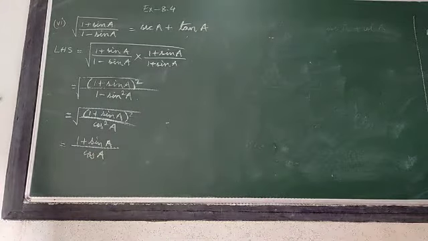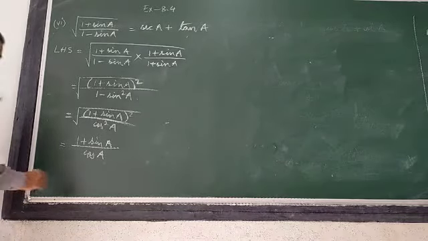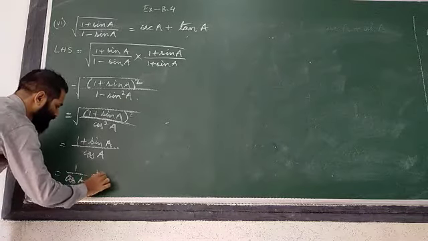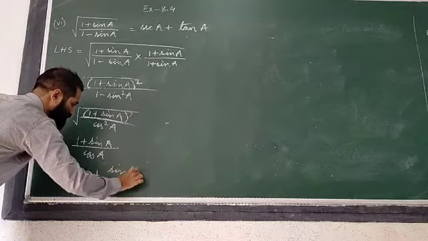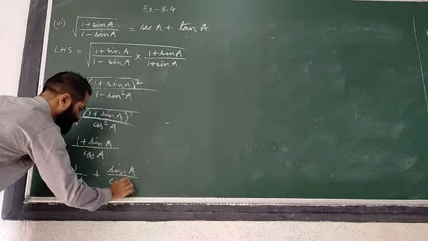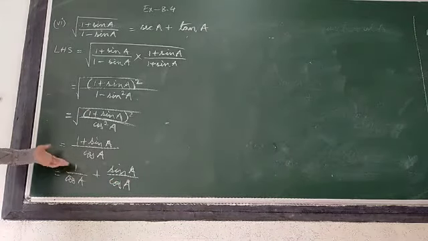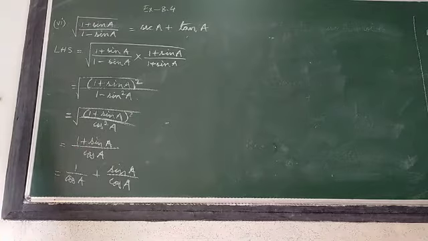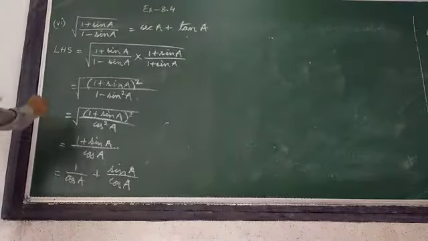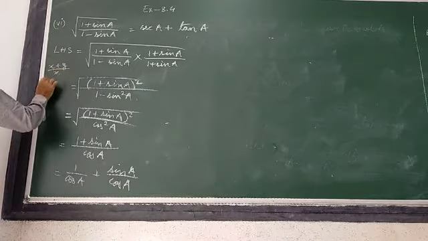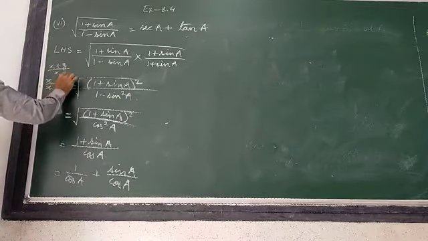Now your result is something different. You are having sec and you are having tan. Can I separate this? 1 by cos A plus sin A by cos A. We can write this way. If you take the LCM, finally you will get 1 plus sin A. That means we can separate it. Remember that if you are having (x plus y) by x, you can write this as x by x plus y by x.